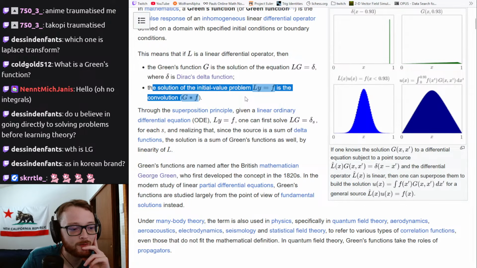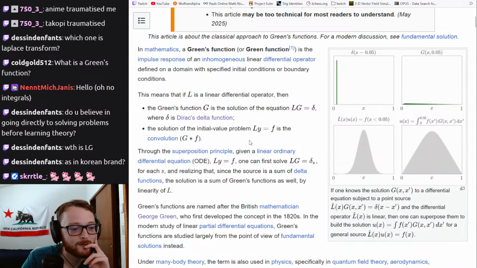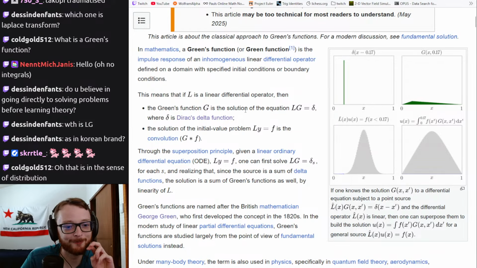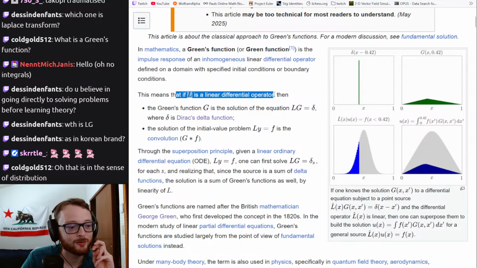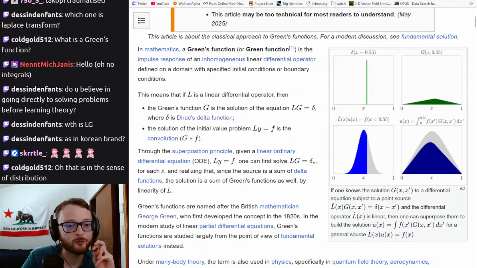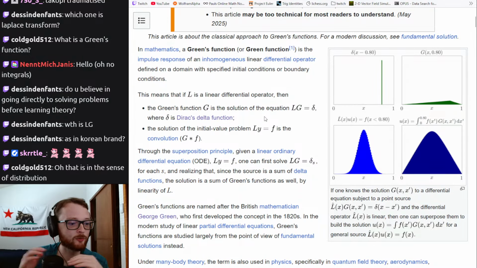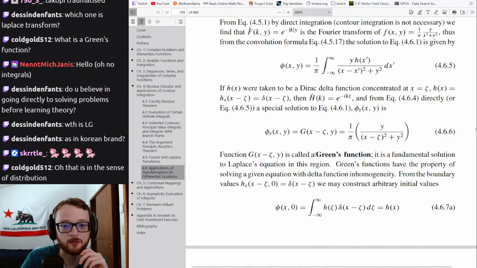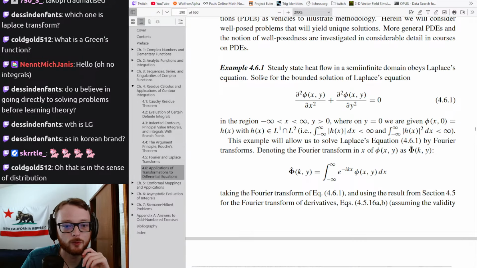Hey, Skirtle. LG? No, it's not the Korean brand. L is just a general linear differential operator. So it just means some combination of derivatives of Green's function. So it's just a generalized way of saying some differential equation. It could be like Laplace's equation, where L would be second derivative in x plus second derivative in y. But you could have a different L for the heat equation and stuff like that.